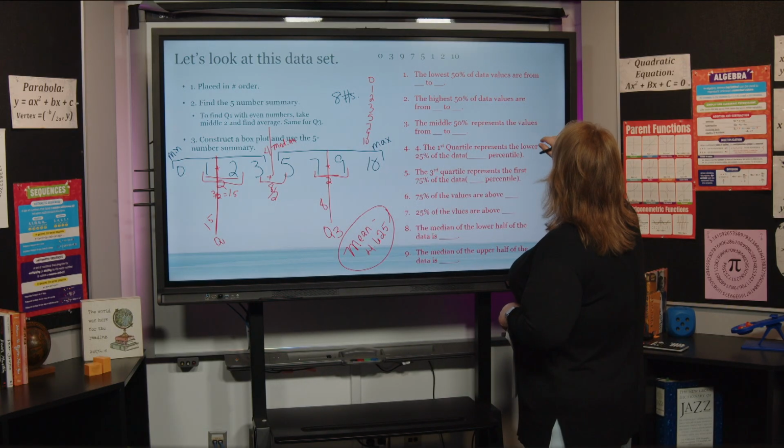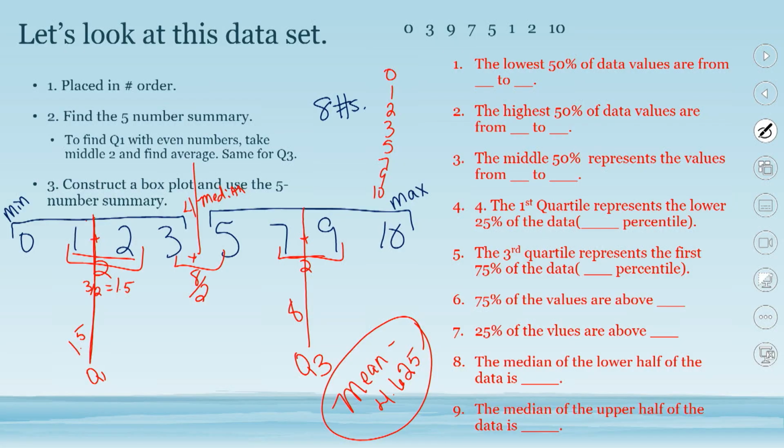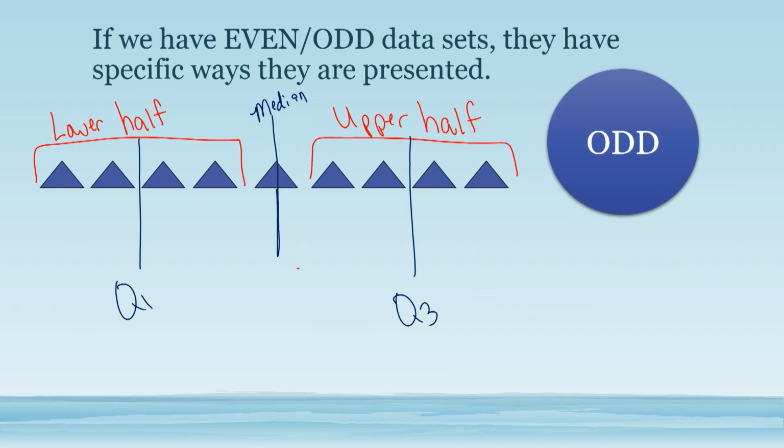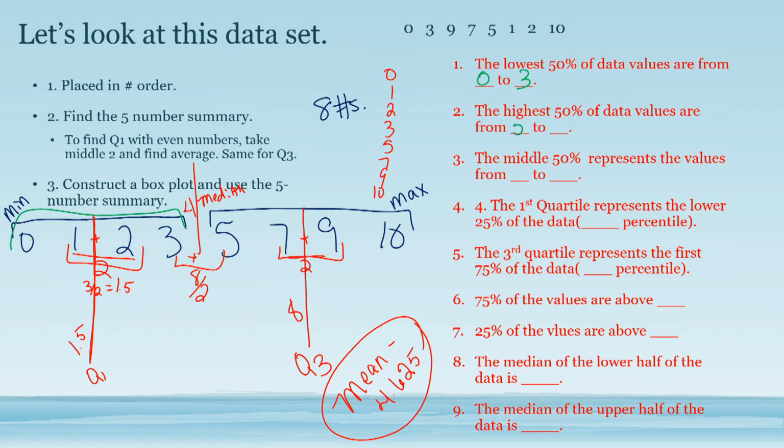So let me get another color to answer questions. Let's use green. The lowest 50% of data values are from what to what? Well, obviously, it's going to be from 0 to 3 because we have this lower half. The highest 50% of data values are from what to what? Well, we've already looked at that. It's from 5 to 10. So let's go back and put that from 5 to 10. The middle 50%, that's from Q1 to Q3, we could say are from 1.5 to 8.